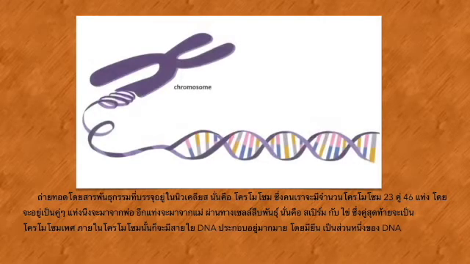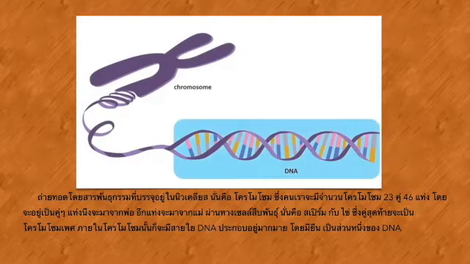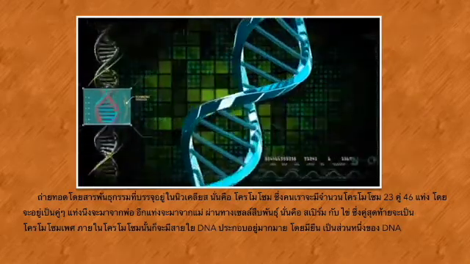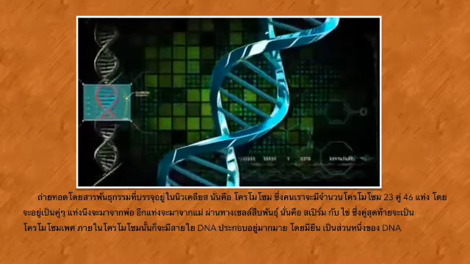A chromosome is made up of DNA molecules packed together. The shape of the DNA looks like a twisted ladder, also called a double helix. Each chromosome is made up of thousands of genes.